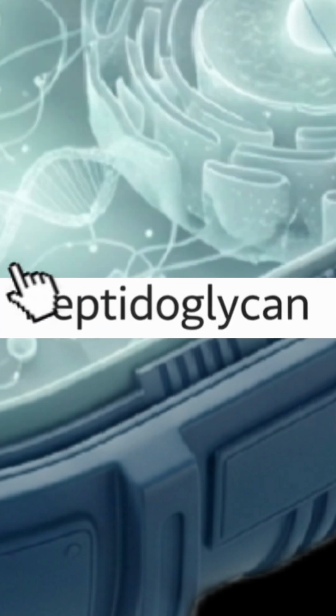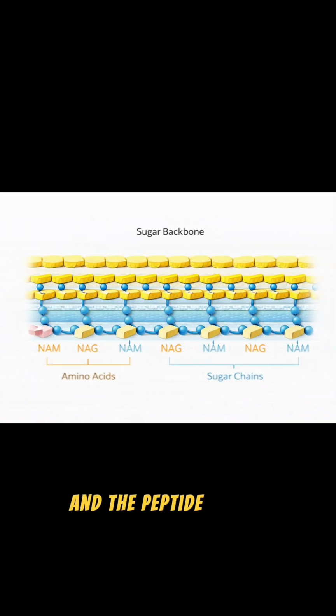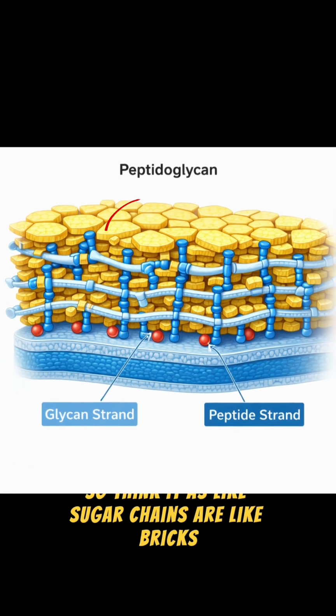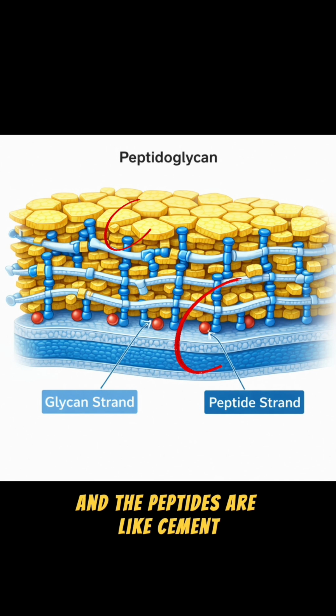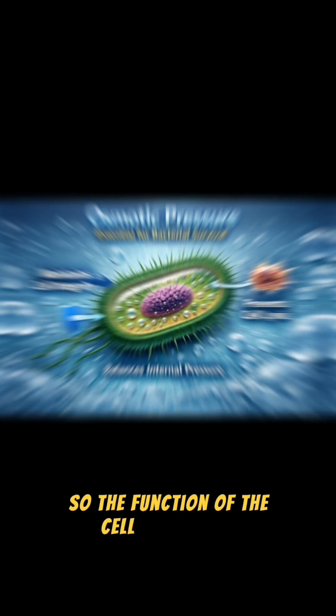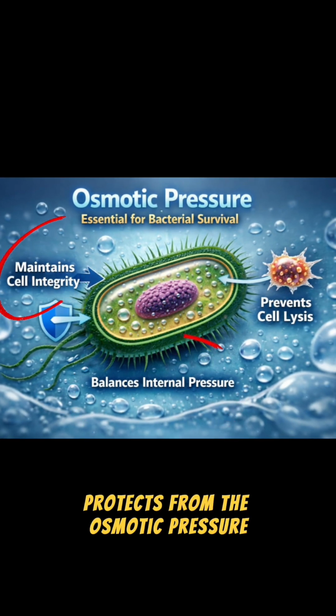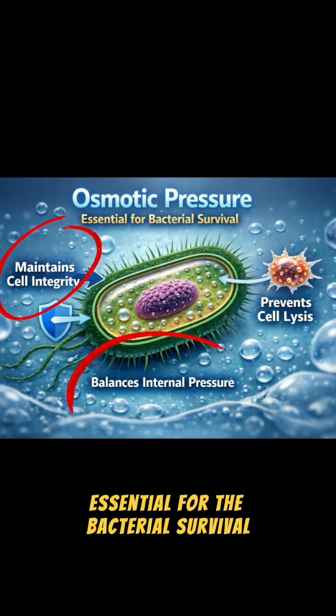The bacterial cell wall is made up of peptidoglycan. The peptidoglycan has long sugar chains and peptide cross-links. Think of the sugar chains as bricks, and the peptides as cement. Without the cement, the wall will collapse. The function of the cell wall is that it maintains the shape, protects from osmotic pressure, and is essential for bacterial survival.